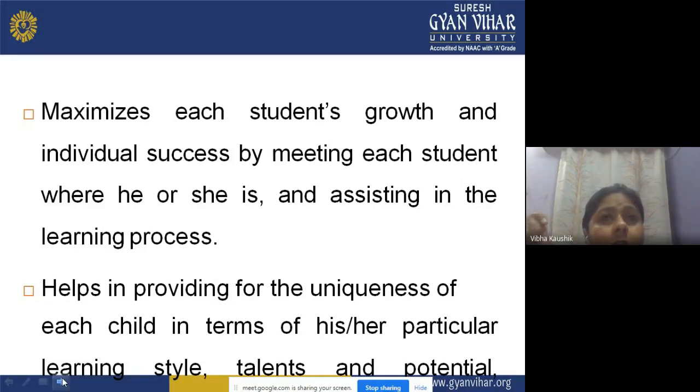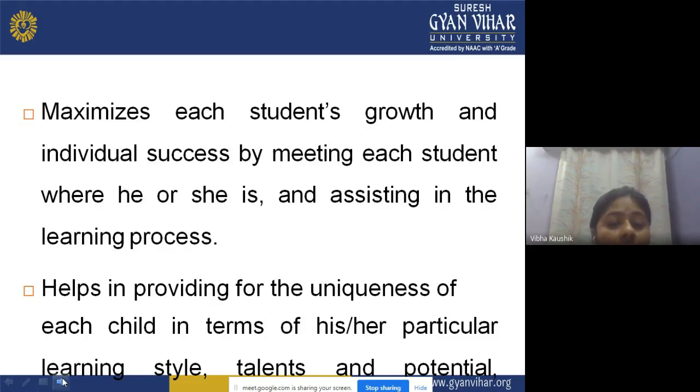Because we are taking the method of individualized instruction, where every individual is given equal weightage. It means we are not talking about the group performance, we are talking about the individual performance, how he is improving, how he is benefiting from that particular teaching method or teaching techniques. By meeting with each student. Now, when will student growth and individual success be achieved? When we make our teaching-learning process in such a way that every student's need is fulfilled, where he or she is, and assisting in the learning process.